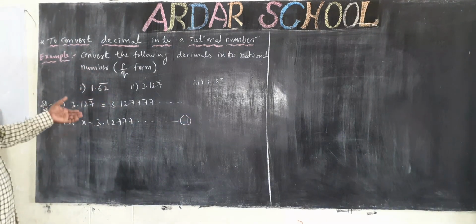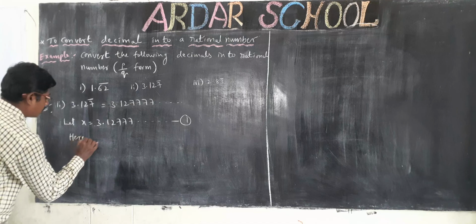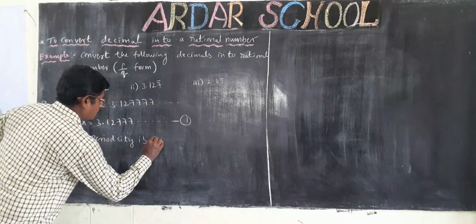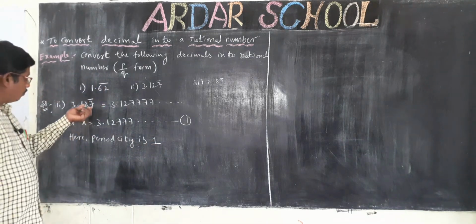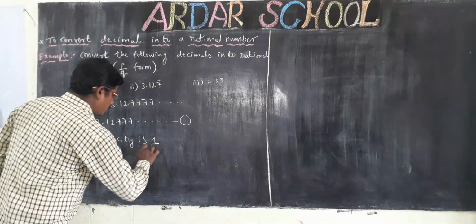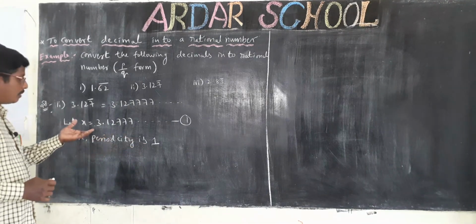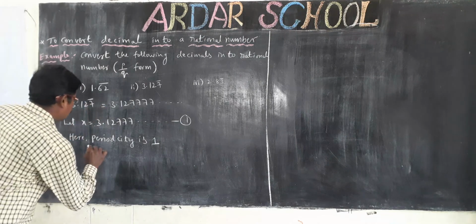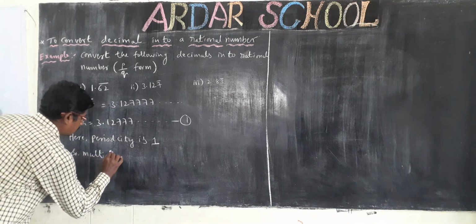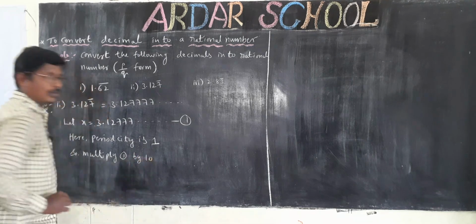Here also we have to find the periodicity. How to find the periodicity? Here the periodicity is 1. One decimal digit is recurring, so that's why the periodicity is 1. So you have to multiply both sides by 10 only. Here the periodicity is 1, so that's why you have to multiply with 10. So multiply equation 1 by 10 only.